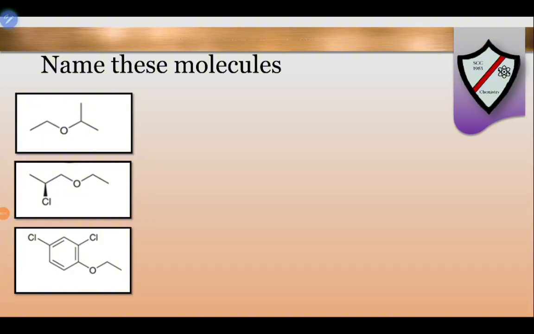So we'll take the first one into consideration, and we see we have a couple of alkyl side chains bonded to an oxygen there in the middle. So this is one of those smaller ethers that would more than likely be named with the common naming system. And we see that one side is an ethyl group and the other side is an isopropyl group. Ethyl comes before isopropyl in the alphabetization scheme, so this molecule in the common naming system would be called ethyl isopropyl ether.